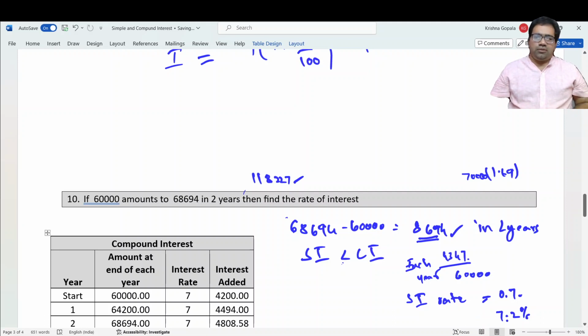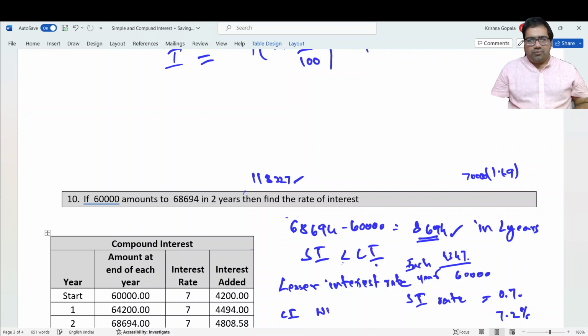7.2%. Now, we know the amount of compound interest is always more than this. That means with a lesser interest rate, compound interest will give more interest amount, right?